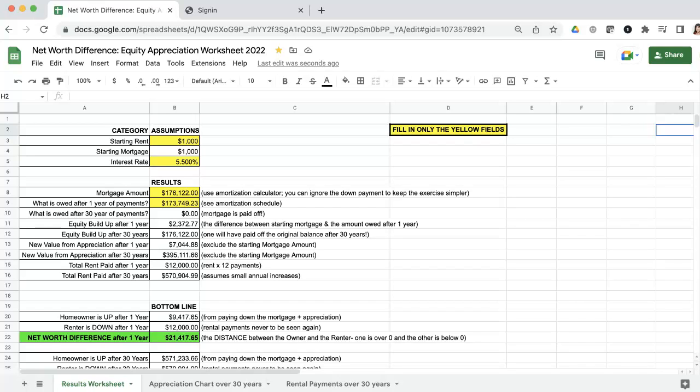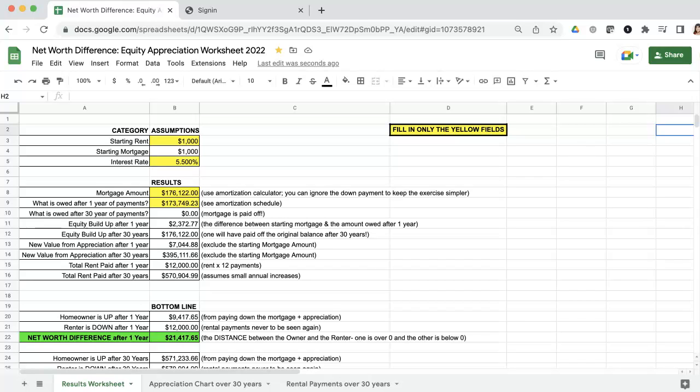This is the Net Worth Difference Equity Appreciation Worksheet. This is to help you help your prospective buyers figure out how much wealthier they would be if they bought a home rather than rent. So even after just 1 year, a homeowner is going to be up, most likely, compared to a renter.